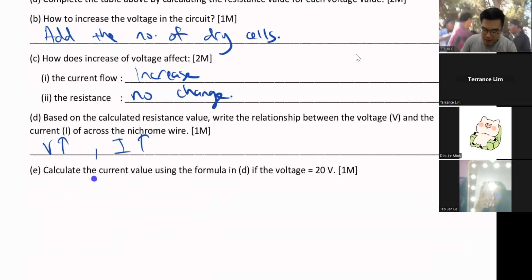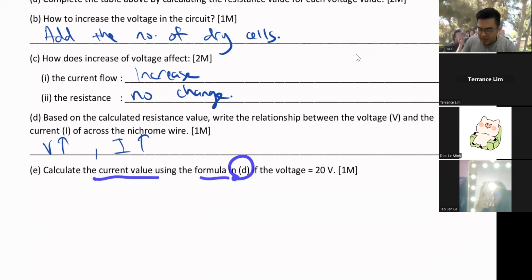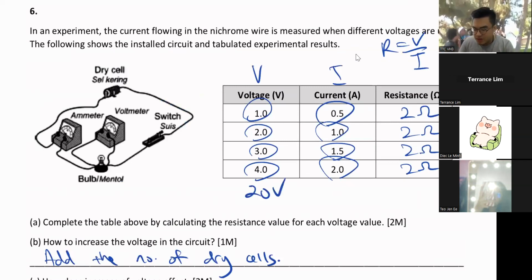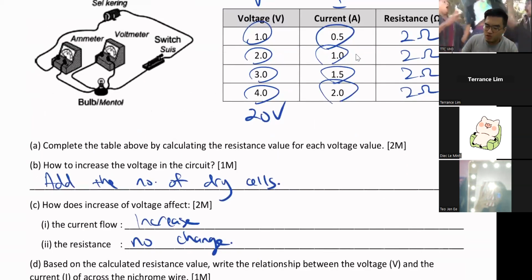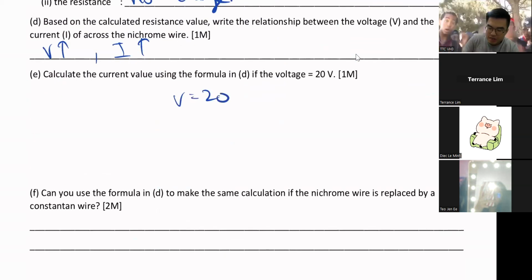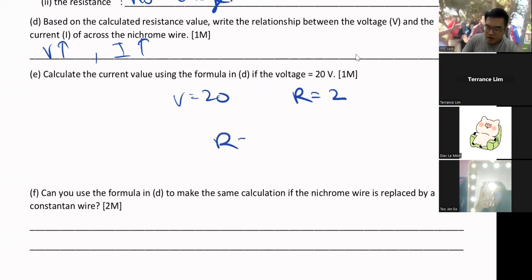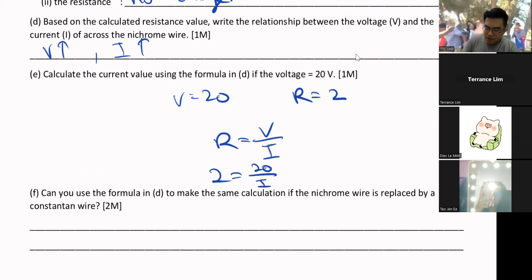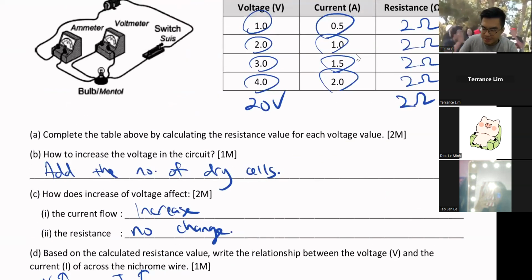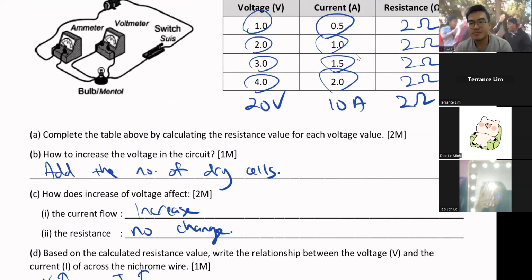So calculate the current value using the formula in D if the voltage is 20. If I put this to 20 volts, what's going to happen? I have 2 ohm here. The resistance doesn't change. So my V is 20, resistance is 2. R equals V over I. R is 2, V is 20, I we don't know. So I is 10 ampere. Right? So it should be 10 here. Make sense?